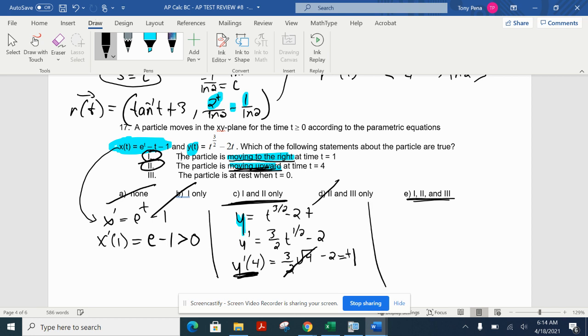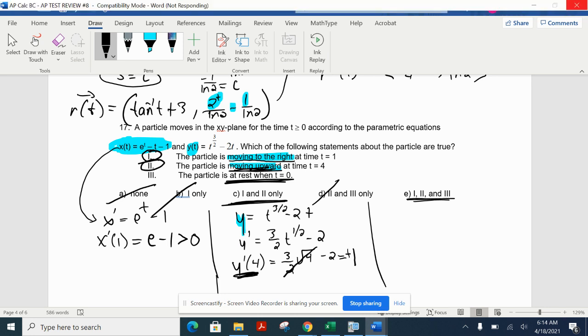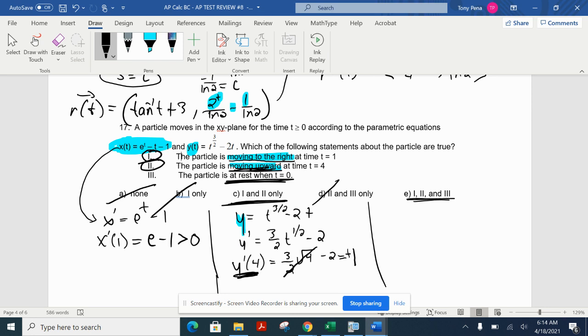So now our third one. If the particle is at rest at the time of 0. So here's what's important about this question when it's parametric. At rest means you cannot have a vertical rate of change or a horizontal rate of change. So we need to test that both of these, the x rate of change and the y rate of change, is 0 at the time of 0. So we already have both.